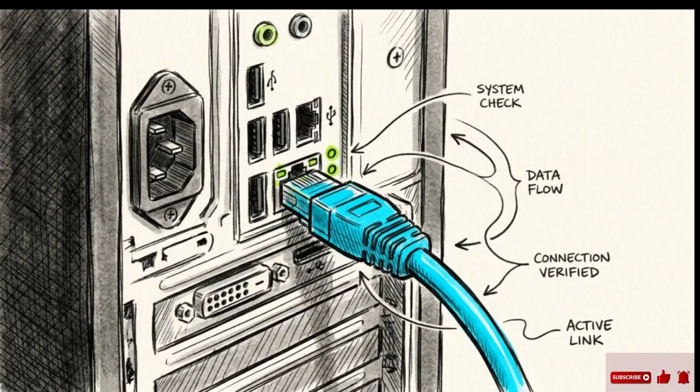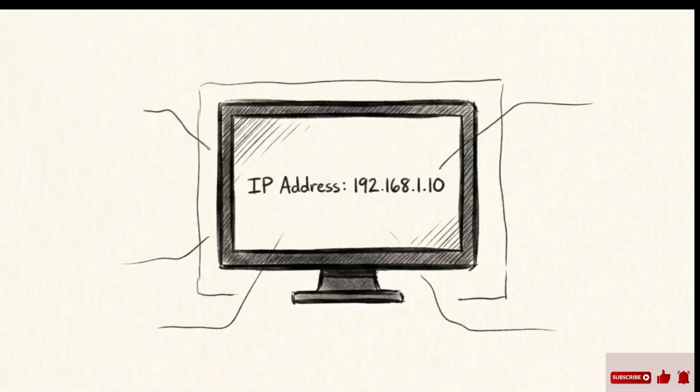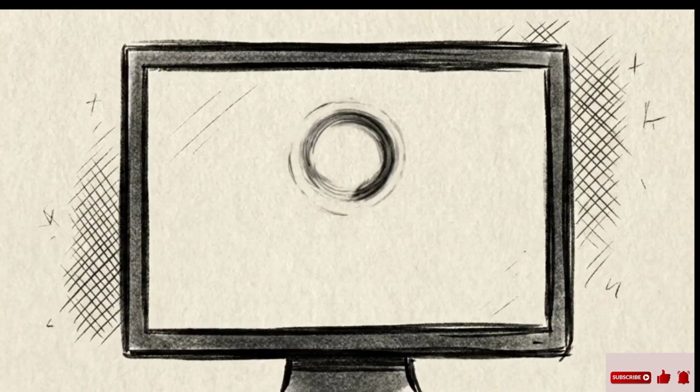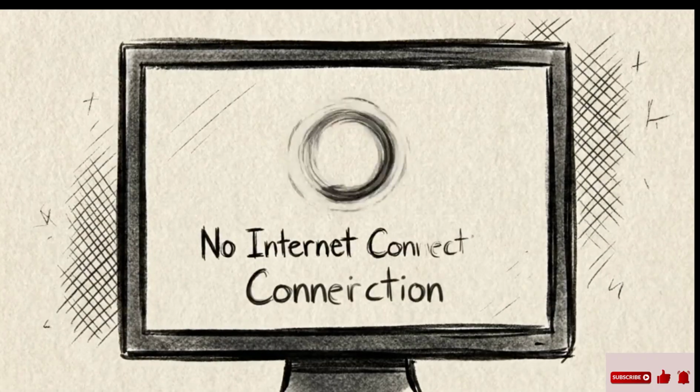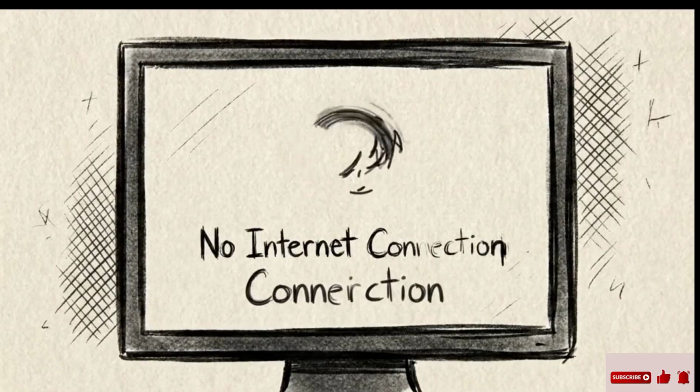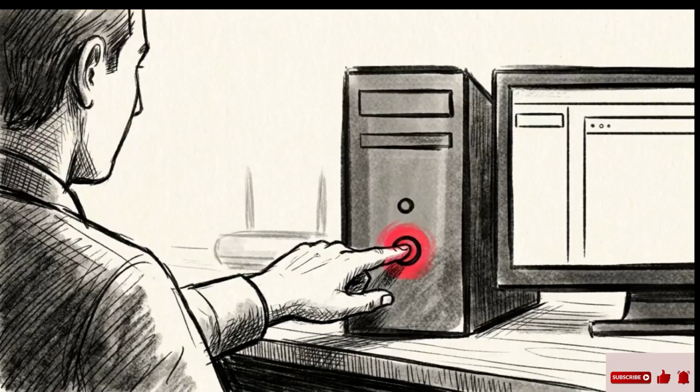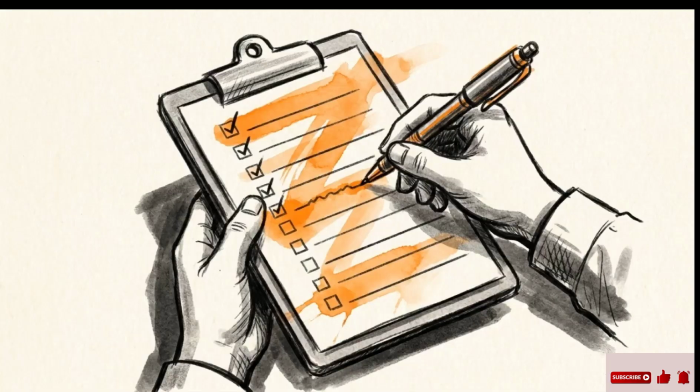Look at this digital data pulse attempting to leave a local computer. It has a valid local IP address, but the moment it tries to reach the broader internet, the connection drops completely. The internet simply does not work. Faced with an offline machine, a beginner reaches straight for the power button to force a reboot. Professional technicians take a deliberate, step-by-step diagnostic approach.